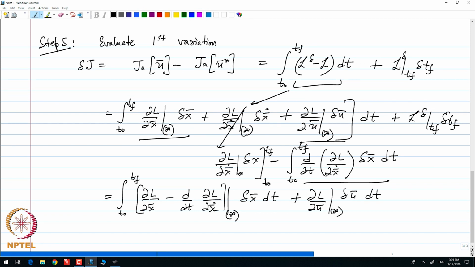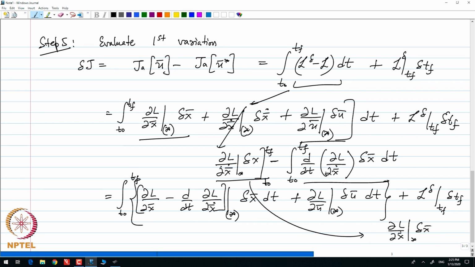And then, this is all inside the integral, and the quantities which are outside the integral are as follows. So, I have L delta at Tf times delta Tf, and then the additional quantity written outside the integral, partial L partial x dot at star condition delta x, and this is evaluated at Tf because delta x at the starting point T0 will be 0, we have fixed our starting time point. Okay.